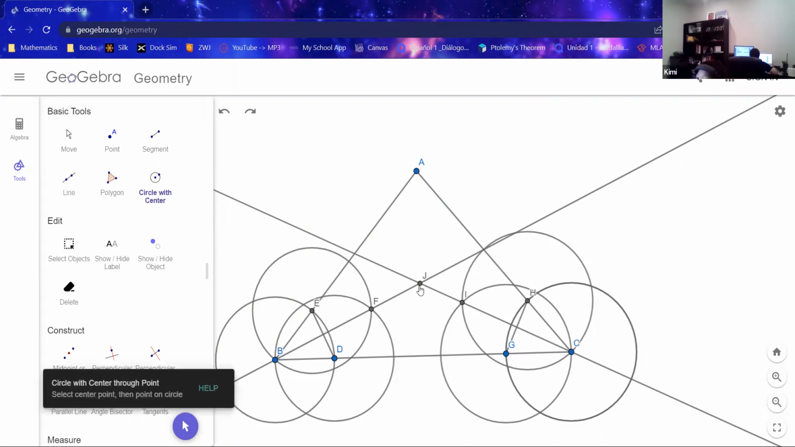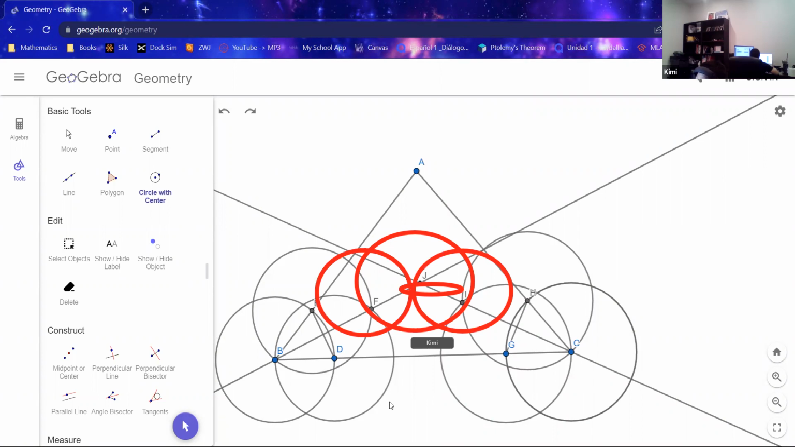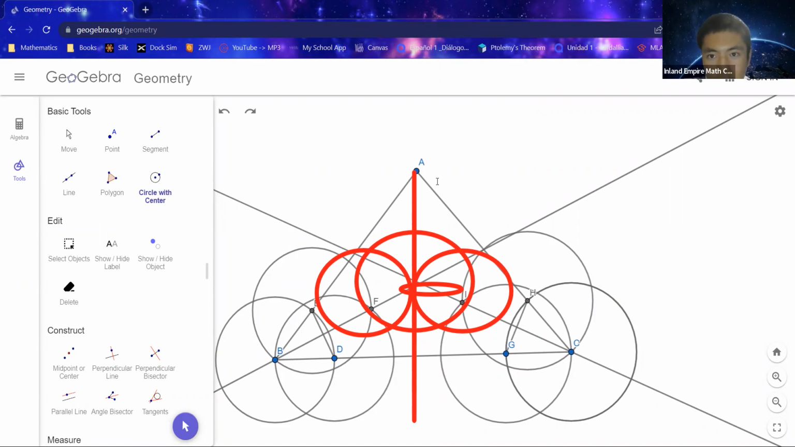Wait a minute. Is it this? I'm just curious. I draw a circle in the middle, another circle here that's going to J, and another circle right there. That way we can find the exact center. Kimmy, I think you got it.